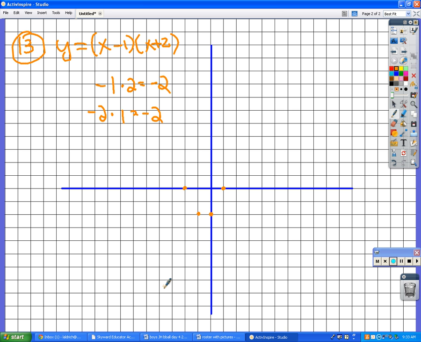So what's this graph going to look like? A parabola. No, it's a parabola. It's got a nice smooth curve to it like that.